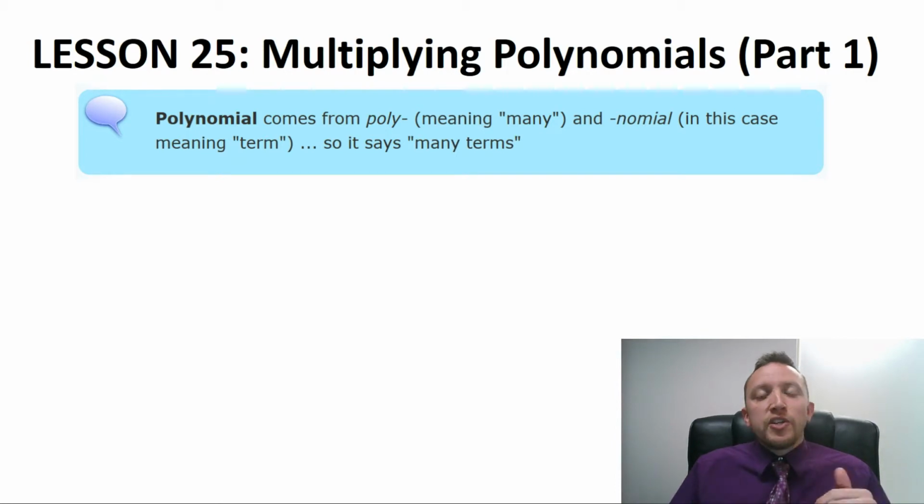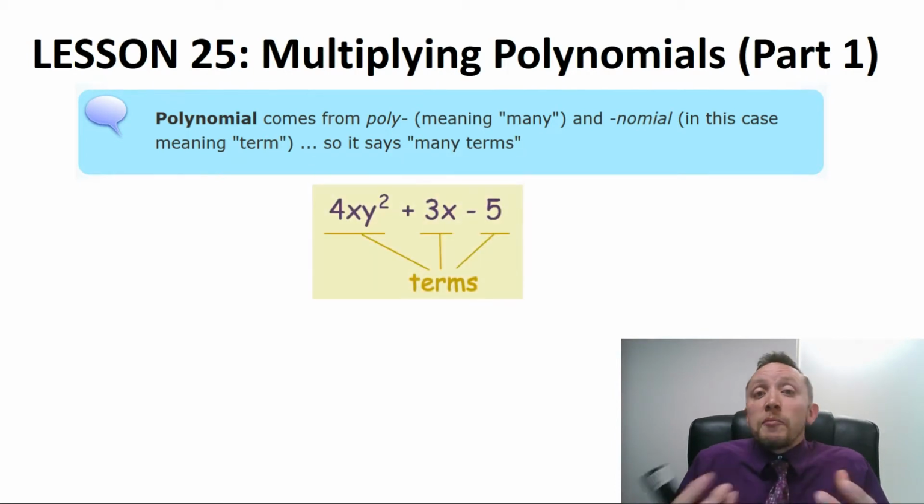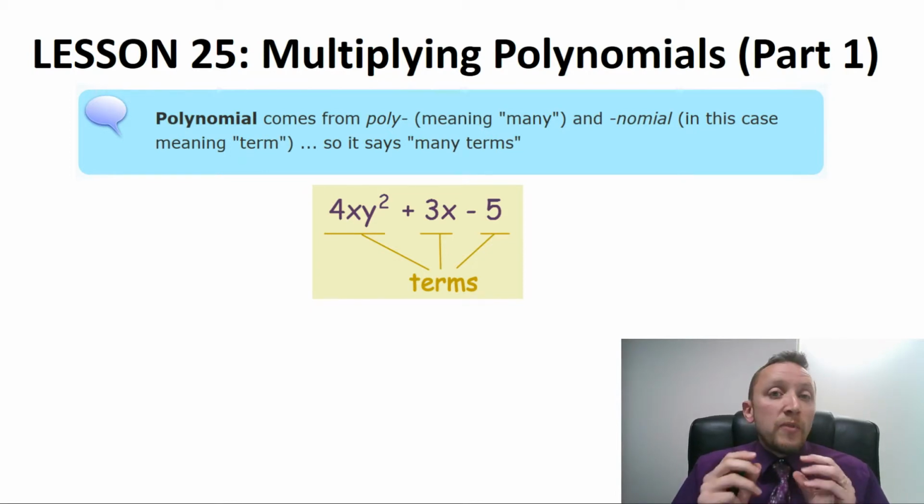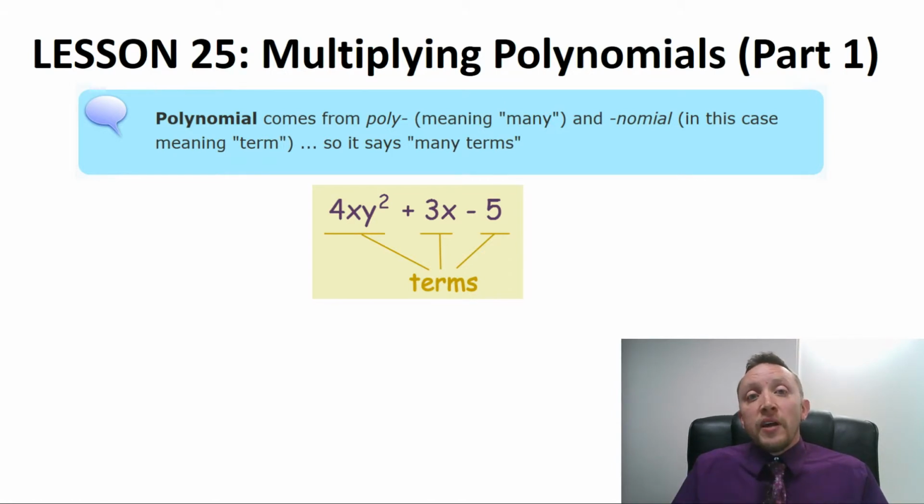You might be wondering, well, what's a term? Great question. A term is basically anything that's separated with a plus or minus, addition or subtraction. So in this example, we would have three different terms, with the 4xy squared being one term. The 3x, that would be one term, and the 5 would be another term. So again, each of those little chunks separated by a plus or minus is referred to as a term.